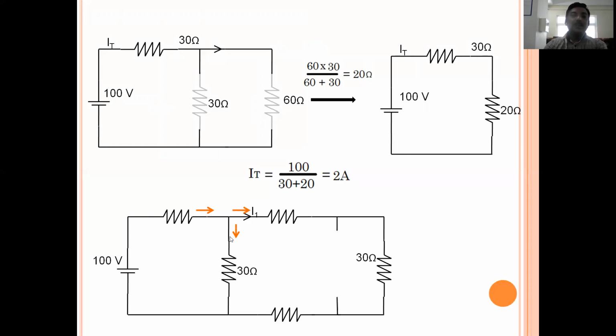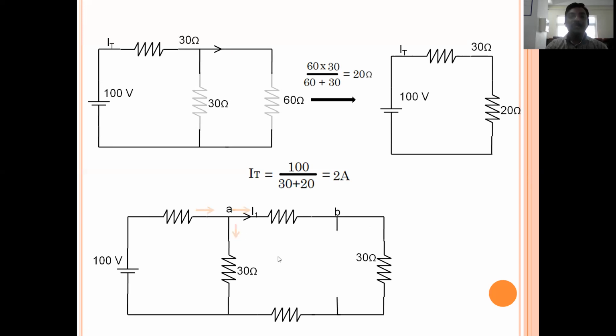Then how can we find this I1? The total current coming from here gets divided into 2, and some amount of current will be flowing through this path, and some amount through this path. This is the current we need to identify, the current flowing through this path, through this resistance and this resistance. Again we can assume that the current flows from A to B, the direction of current is from A to B. So these two can be considered as a parallel combination. That is, this resistance and this 30 ohm resistance are in series, and this combination is parallel with this 30 ohm resistance.